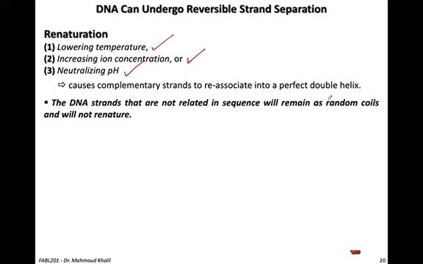helix. Plus, the DNA strands that are not related in sequence, if you have two single strands that are not related in sequence, they will exist in the solution as random coils. They will never pair with each other. And of course, you will not renature.